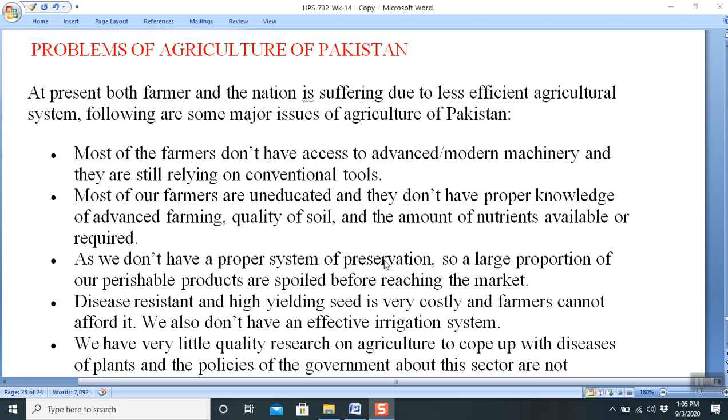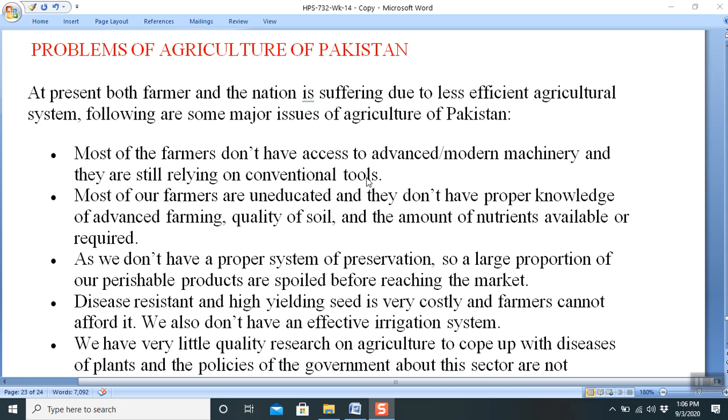Along with the land mafia, urbanization, not proper resources of energy, the people are cutting trees, they are utilizing their farms as a substitute. Clear. So these are some of the major trends and threats to the agricultural front of Pakistan.